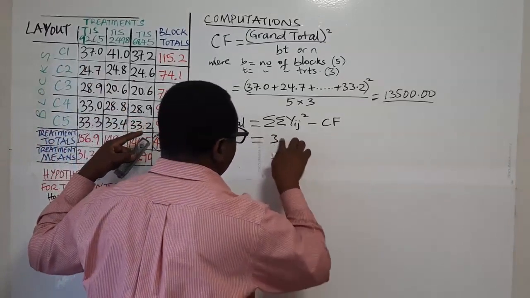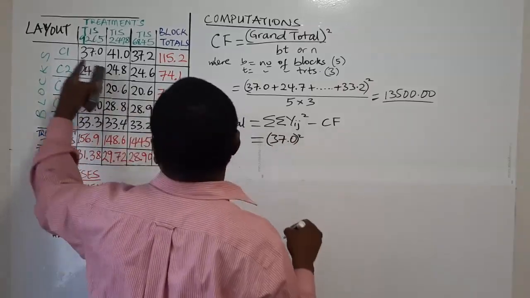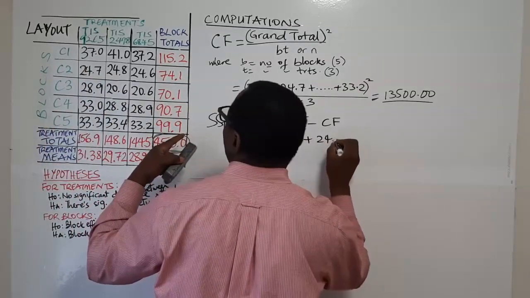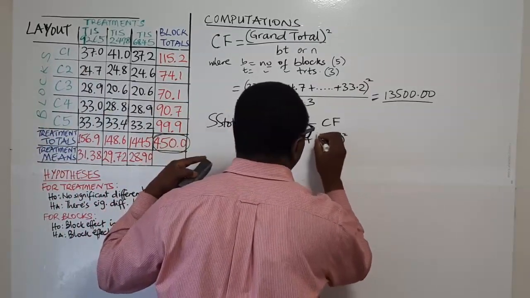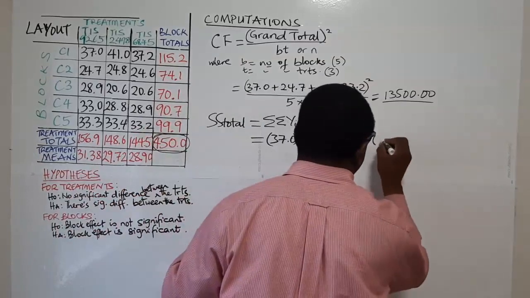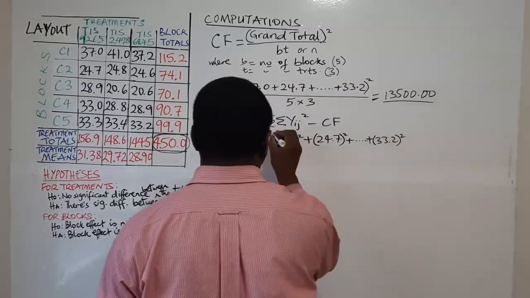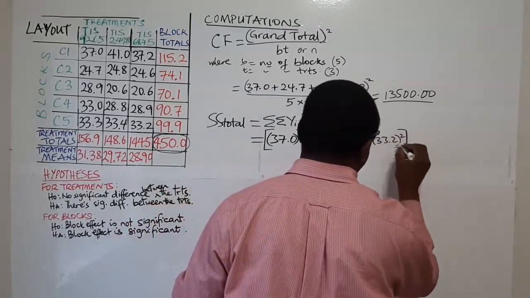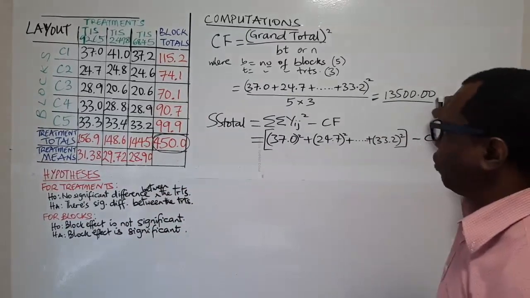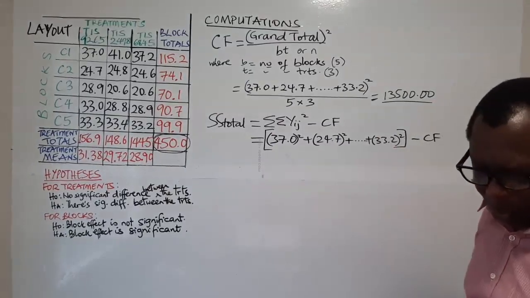So this gives us 37.0 squared. You square that value, that's the first observation, plus the second observation, 24.7, also squared, plus you keep on doing that until you get to the last one, 33.2, also squared. All this together, no divisor, just subtract your CF. And this is the CF, don't forget.